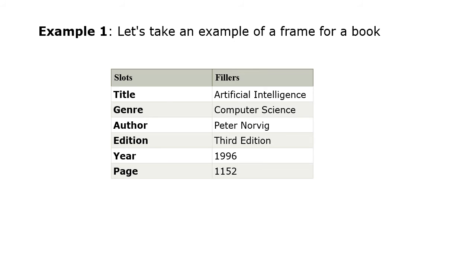For the slot genre, its filler is computer science. For the slot author, its filler is Peter Norvig. And for the slot edition, its filler is third edition. For the slot year, the filler is 1996. And for the slot pages, its content is 1152 pages. So with the help of this example, you can understand what a slot and a filler are. Fillers also contain definite and different contents which are called facets, attributes, etc.